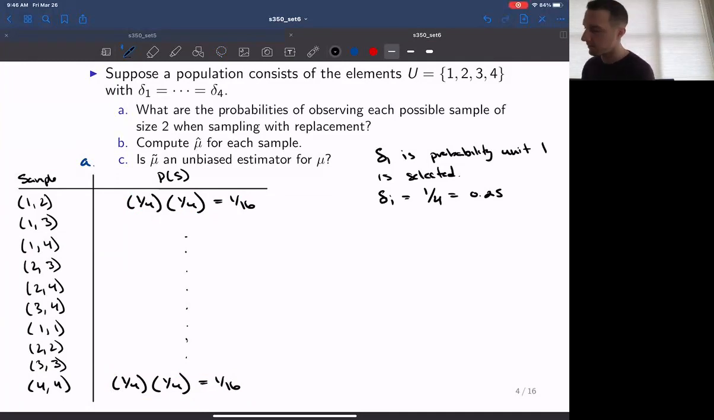Oh, wait. Of course, I mangled that as per usual. Okay, sorry.